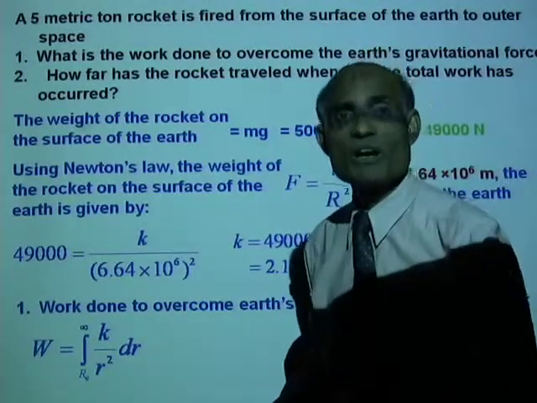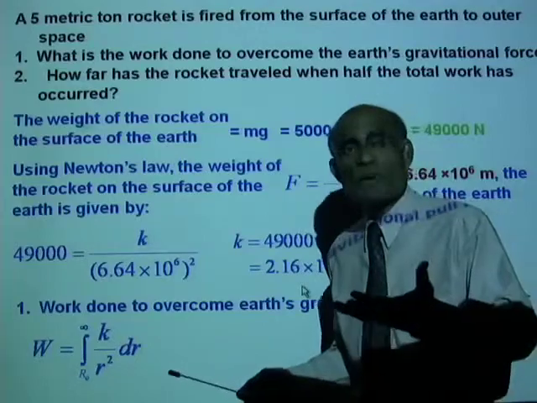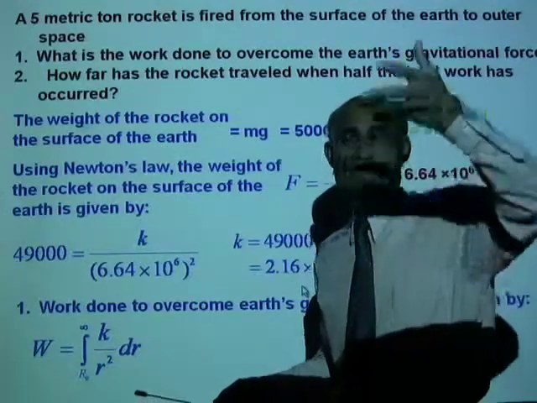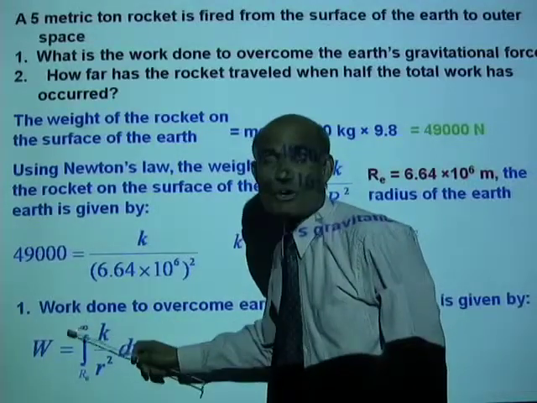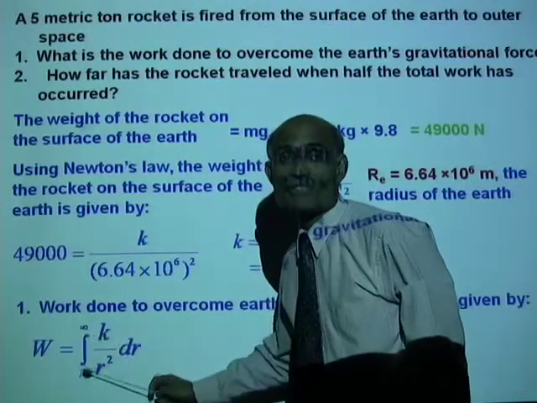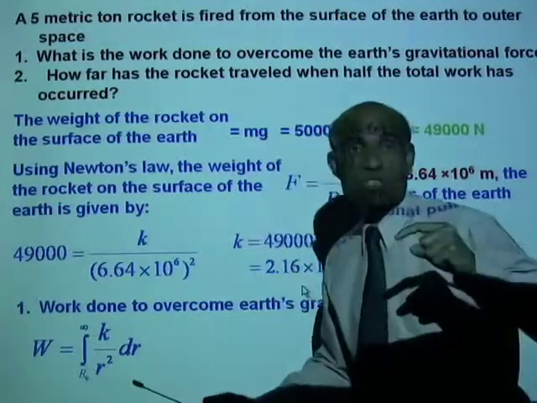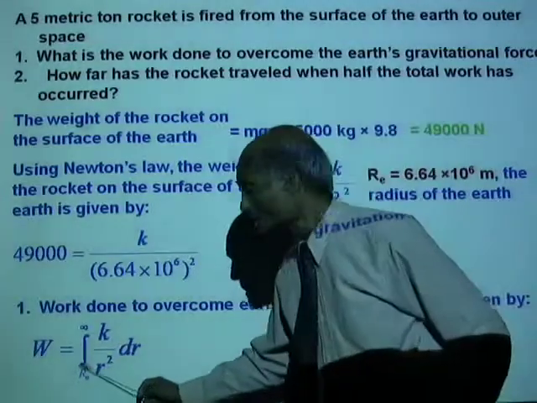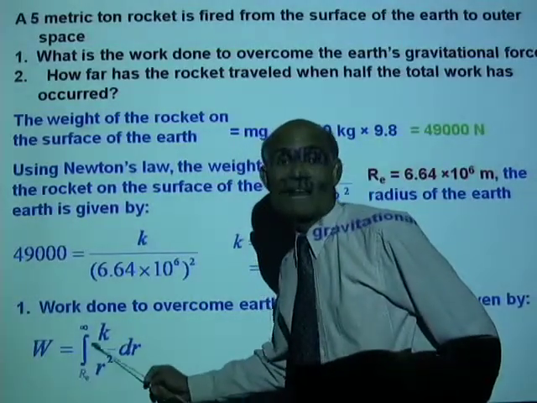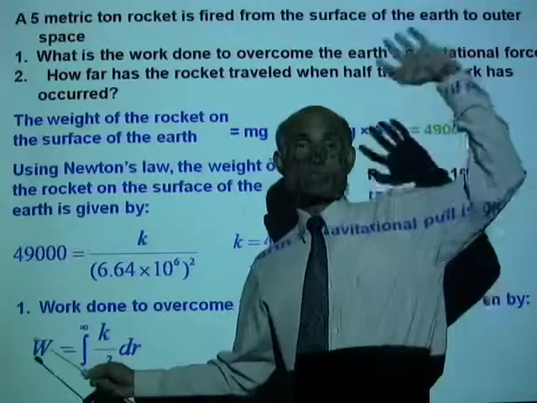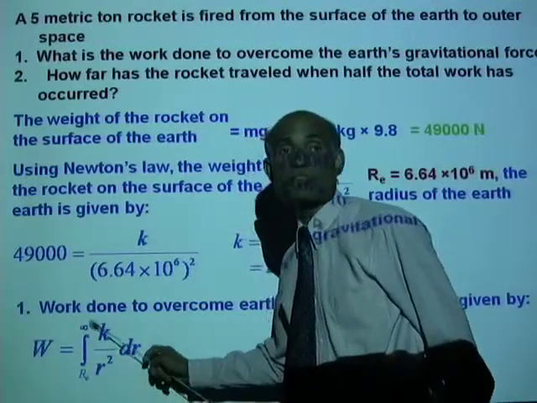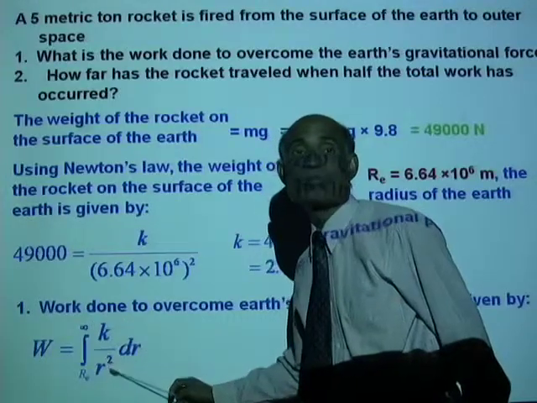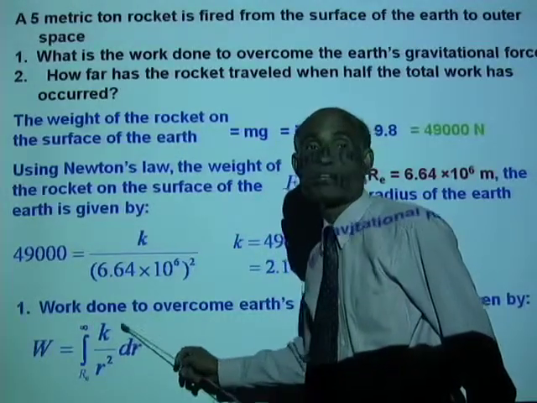Alright. Now, the work done to overcome the Earth's gravitational pull is given by, remember, what we are doing is taking this rocket from the surface of the Earth and away from it to infinity. So the work done will be an integral. The distance at the surface of the Earth is R_E, and the distance when it goes to infinity will be infinite. So the integral from R_E to infinity of k over r squared dr, isn't it?